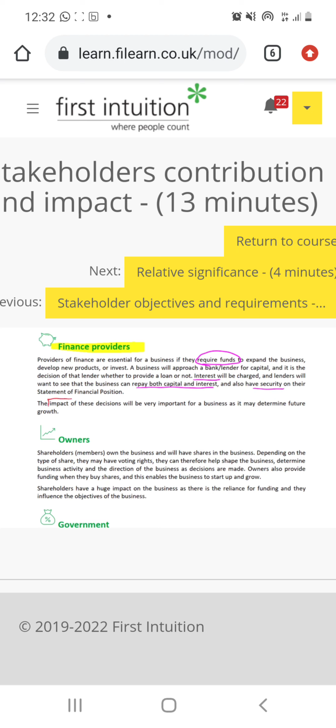The impact of these decisions by the finance providers will be very important for a business. It could determine the future. As accountants, we say cash is king. If there's no loan, there's no cash, there's no money to grow.